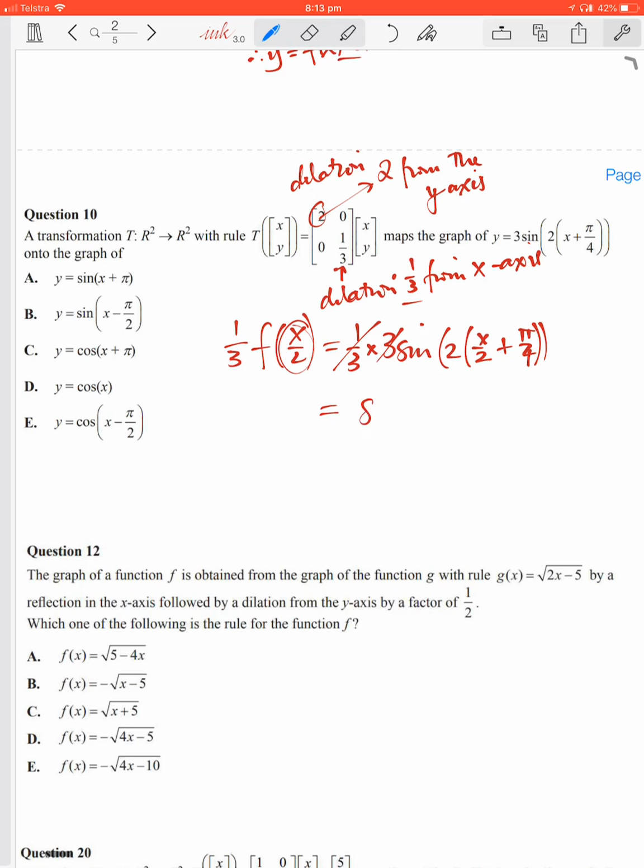They're going to cancel each other out, so I just get sine. When I multiply 2 times x on 2, I just get x. When I multiply 2 times pi on 4, I get 2 pi on 4, which is pi on 2. So that's our equation, sine x plus pi on 2.